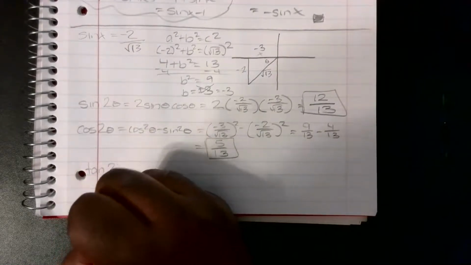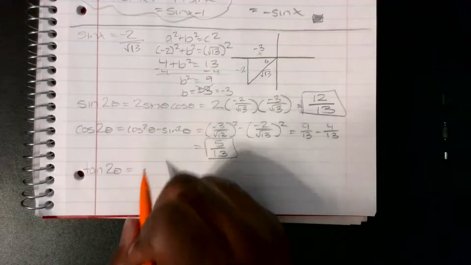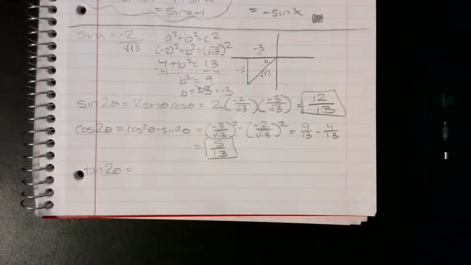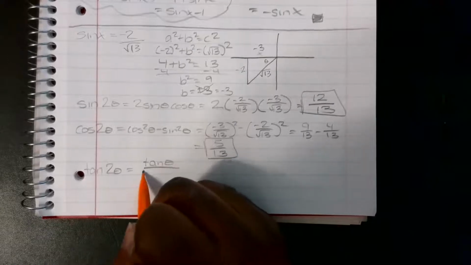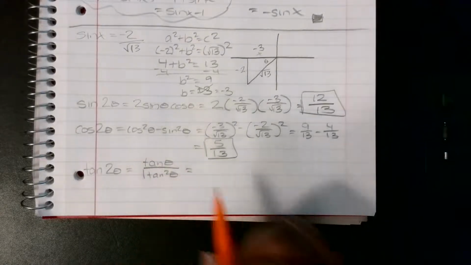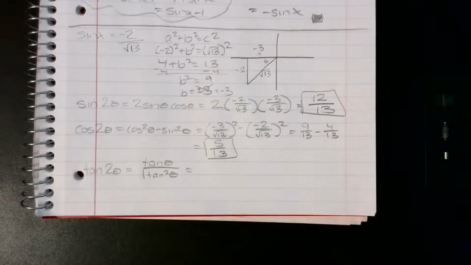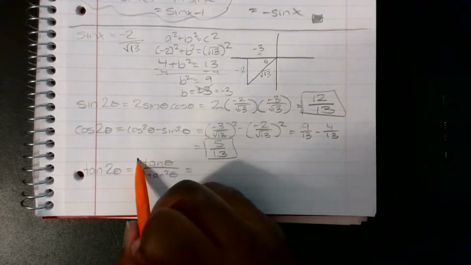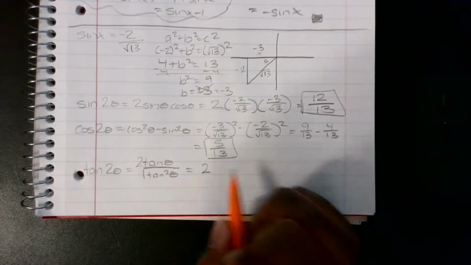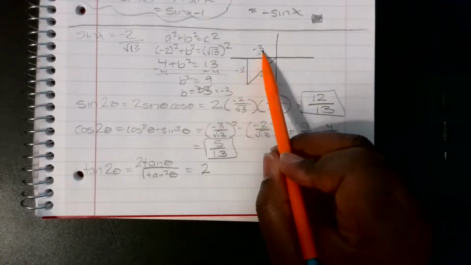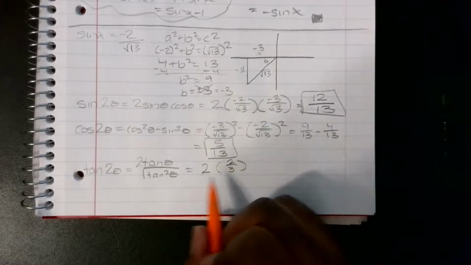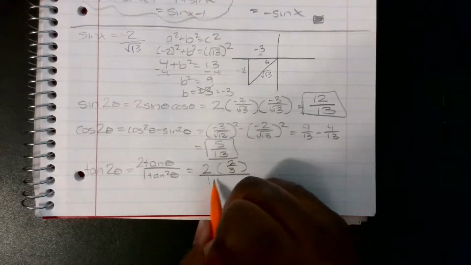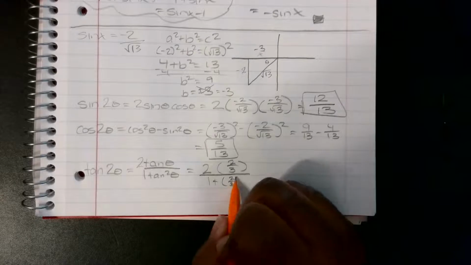And tangent of 2 theta is equal to, if I'm not mistaken, it is 2 tangent of theta over 1 minus tan squared theta. Yeah. All right. Make sure I didn't forget it. And I did. 2 tangent of theta is negative 2 over negative 3, which is positive 2 over 3, over 1 plus 2 over 3 squared.